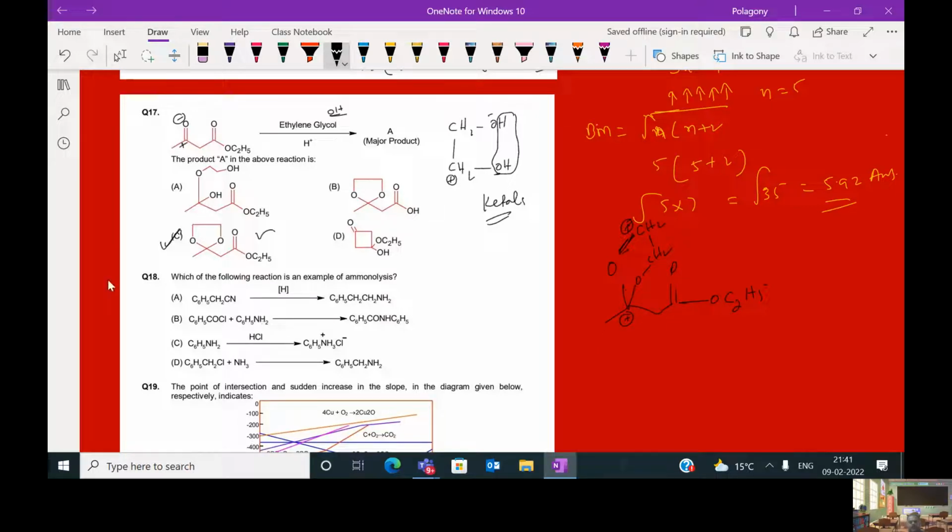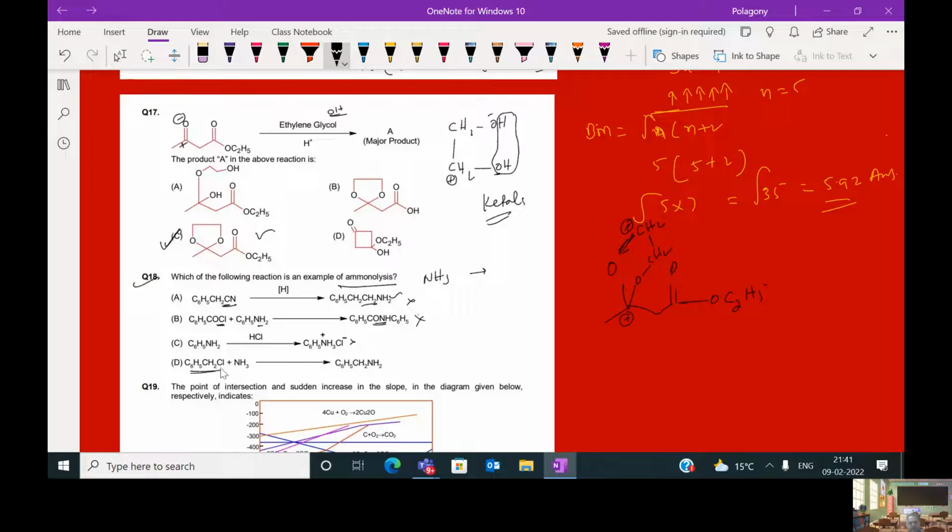Okay, right. Now the 18th question is: which of the following reactions is an example of ammonolysis, meaning addition of ammonia? Here is cyanide, so that is reduction, but in this there is no ammonolysis. And in this, chlorine and NH2 give an amide, which is not ammonolysis. And with C6H5NH2 and HCl, we got this, so this is also not appropriate.